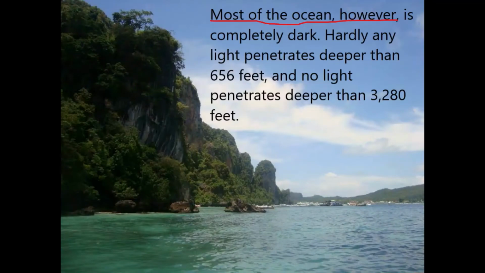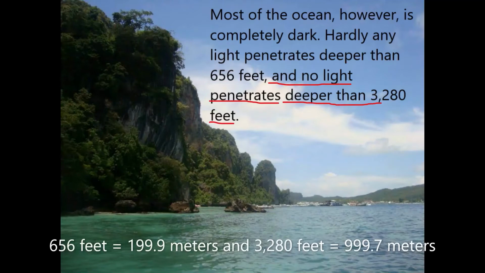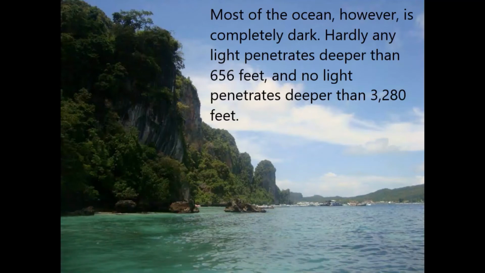Most of the ocean, however, is completely dark. Hardly any light penetrates deeper than 656 feet, and no light penetrates deeper than 3,280 feet. So the light from the sun only goes down so far. Okay, and I'm not going to convert here what feet is to meters or anything like that. That's something else. I've already discussed that in a previous video, and I'll leave a link down below so you can see what I did regarding some conversions. Okay, I'm just going to stick to the topic here. So once it gets past a certain point, the water is neither blue or anything. It's just black because the ocean is dark.